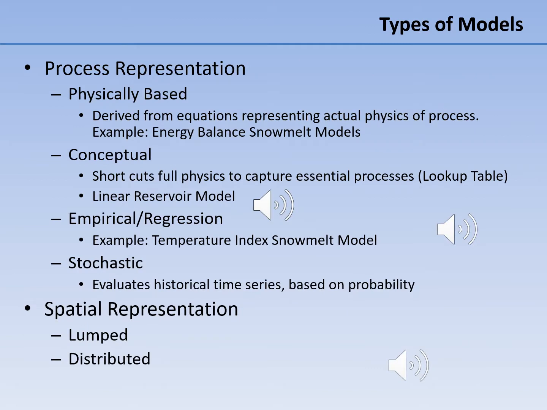Some models represent processes while others are spatial representations. Under process representation, there are physically based models, which are derived from equations representing the actual physics of the process; conceptual models, which capture the essential processes; empirical and regression models; and stochastic models, which evaluate historical time series based on probability. The lumped model considers each watershed as a single aggregate unit with model parameters and inputs applied to the entire area of each watershed.